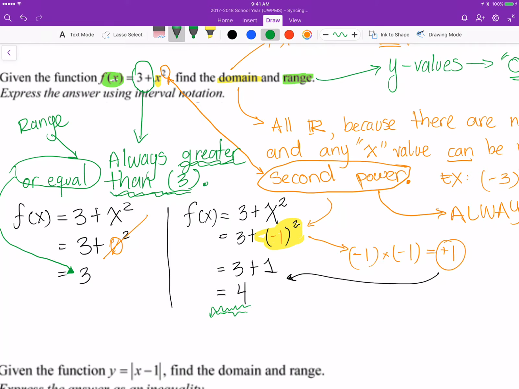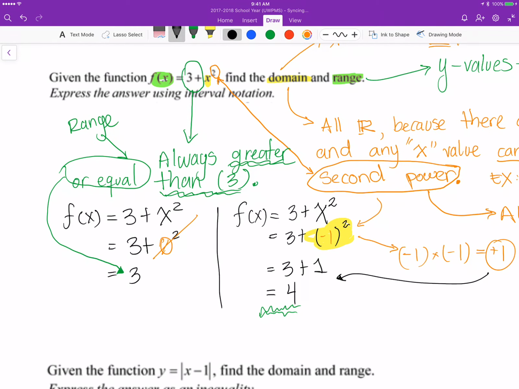Therefore, my domain and range are as follows. I'm going to express it like this. My domain goes from -infinity to +infinity.